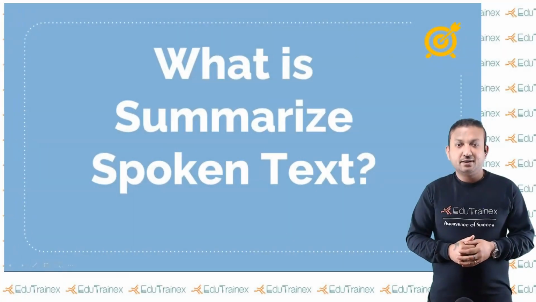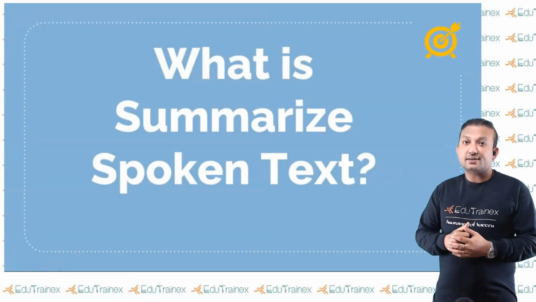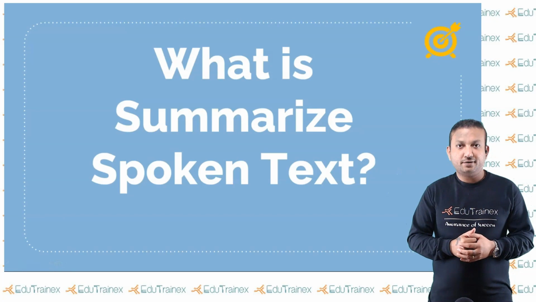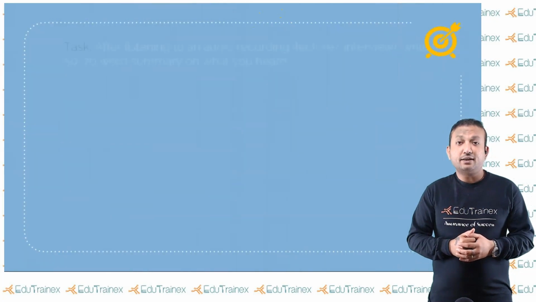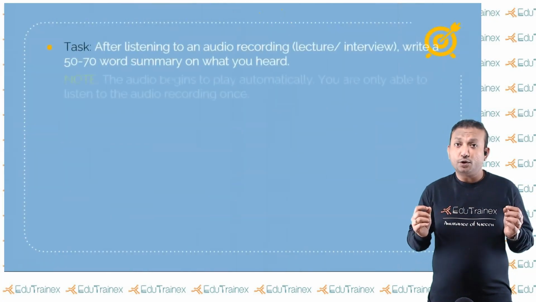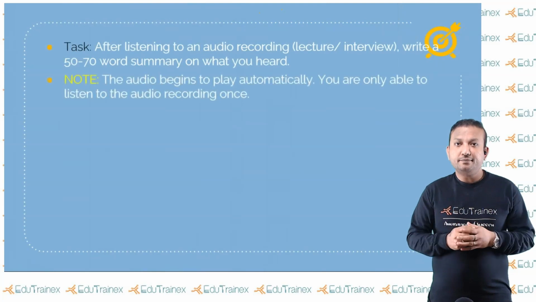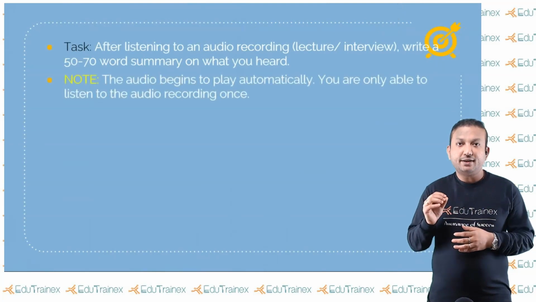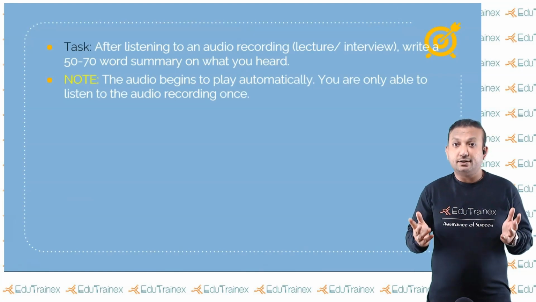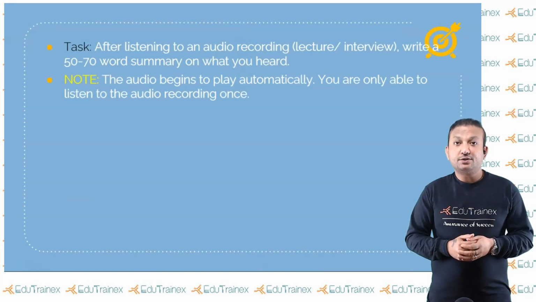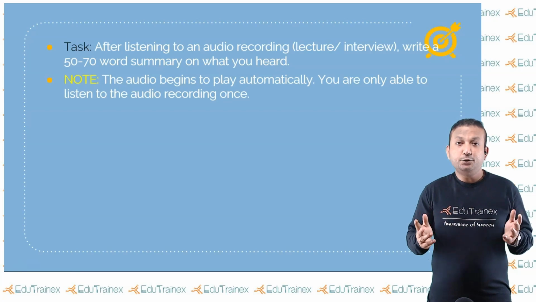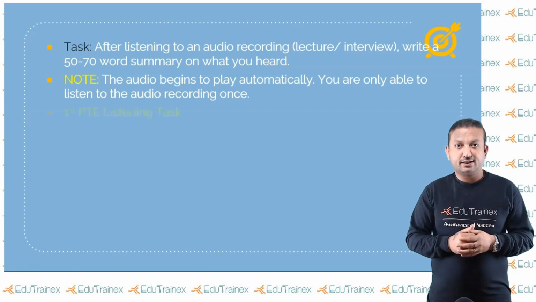To begin with, let's firstly understand what is the Summarize Spoken Text task all about. In the Summarize Spoken Text questions, you will hear an audio of an interview or a lecture, and you need to accurately write down a summary of 50 to 70 words about what you just heard. The audio begins to play automatically, and you can only listen to the recording just once.